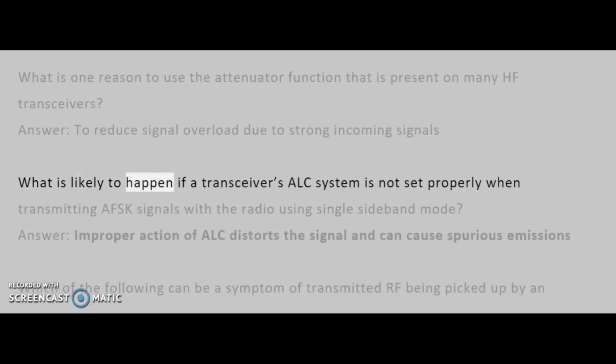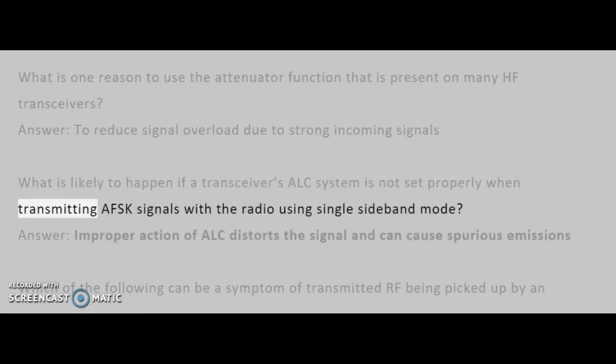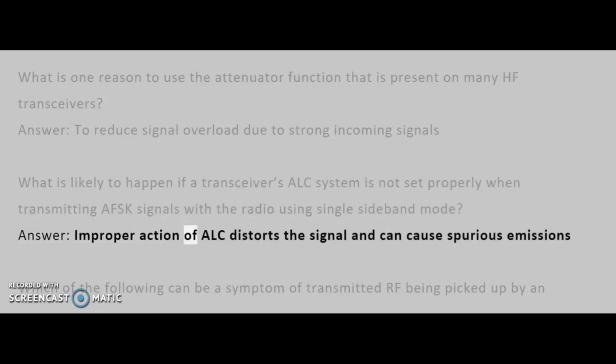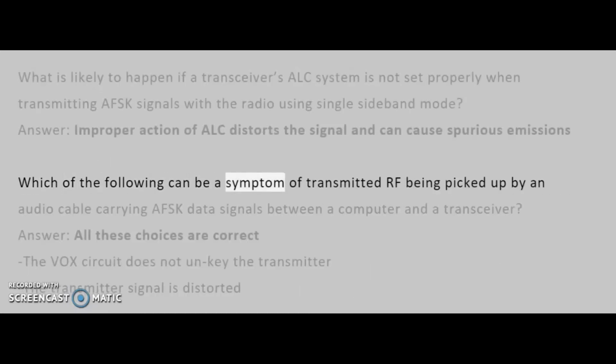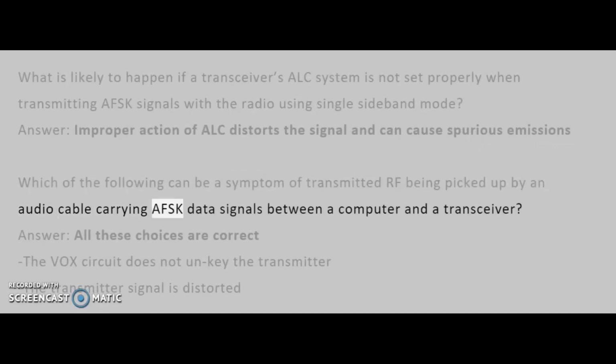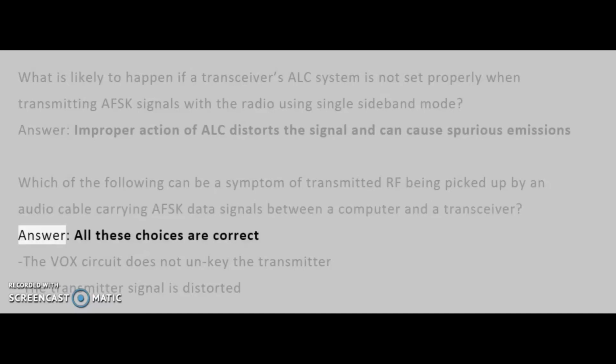What is likely to happen if a transceiver's ALC system is not set properly when transmitting AFSK signals with the radio using single sideband mode? Answer: Improper action of ALC distorts the signal and can cause spurious emissions. Which of the following can be a symptom of transmitted RF being picked up by an audio cable carrying AFSK data signals between a computer and a transceiver? Answer: All these choices are correct.